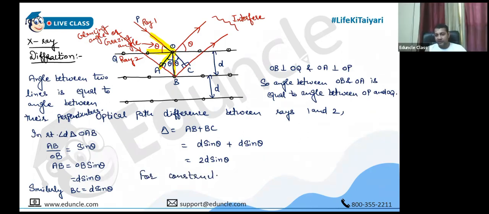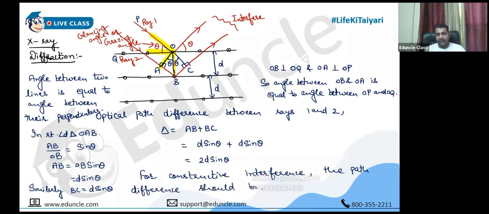Diffraction is also interference, right? Interference is actually between two different waves coming from two sources. Diffraction is the interference between two waves coming from the same source. That is the only difference. Okay. The path difference should be an integral multiple of lambda. Is it clear?